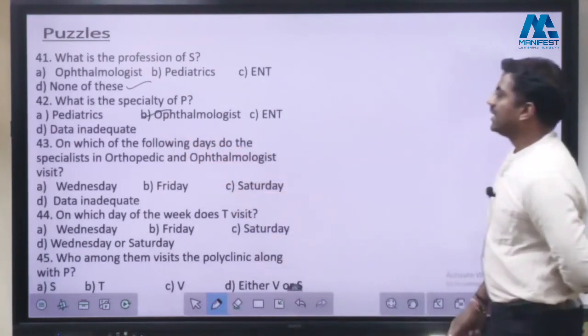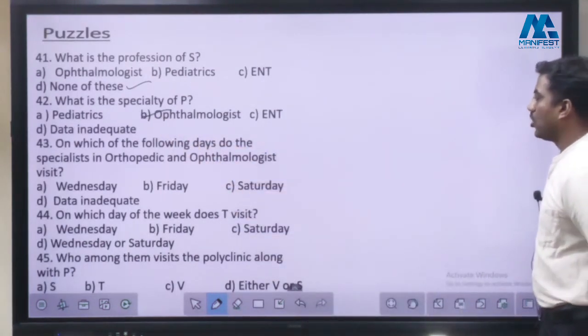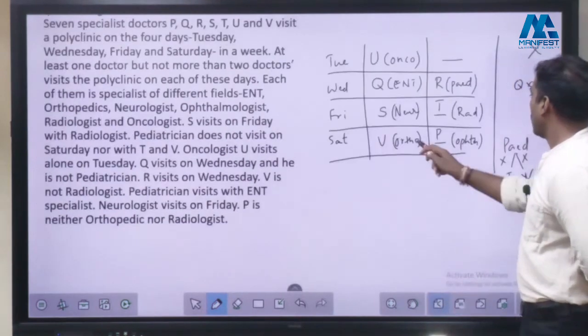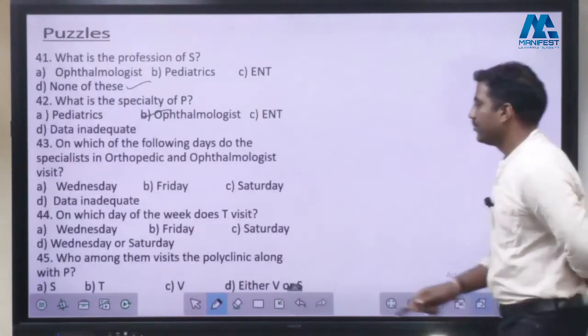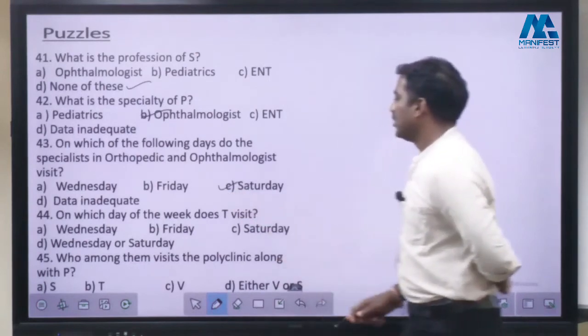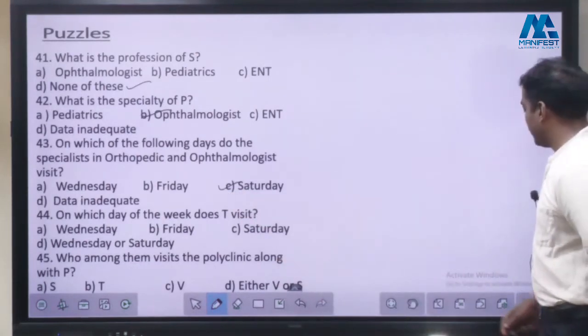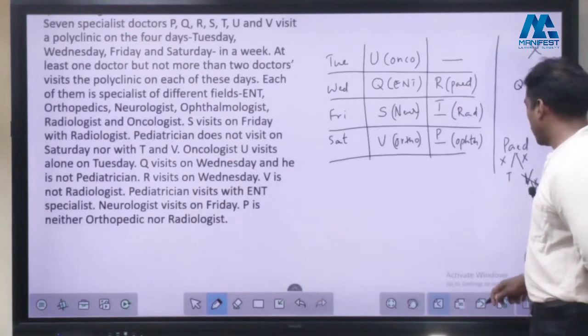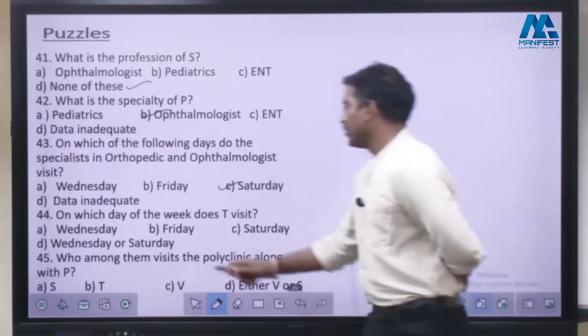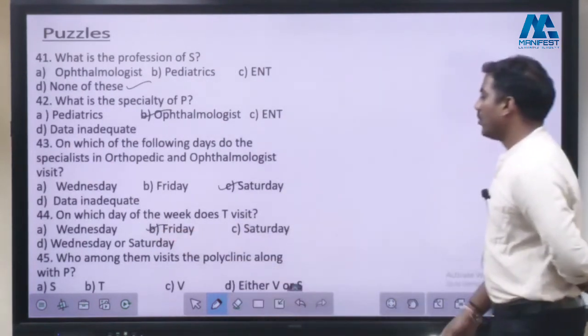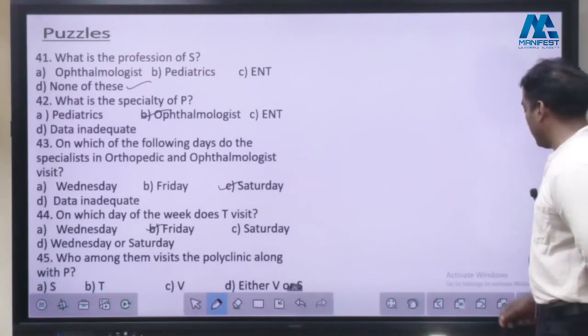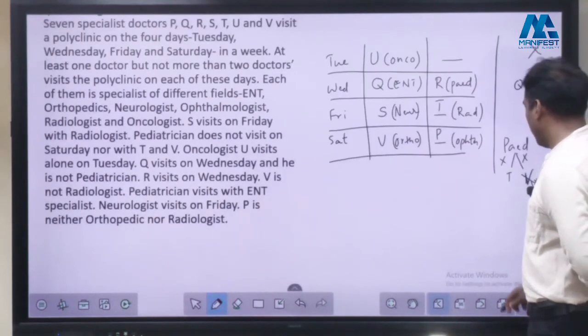On which of the following days do the specialists in orthopedic and ophthalmology visit? Ortho and ophthalma, Saturday. On which day of the week does T visit? T visits on Friday. Who among them visits polyclinic along with P? V.